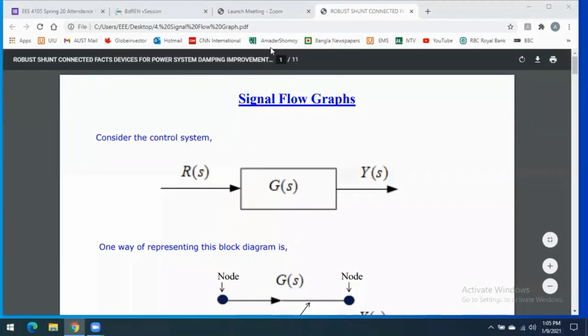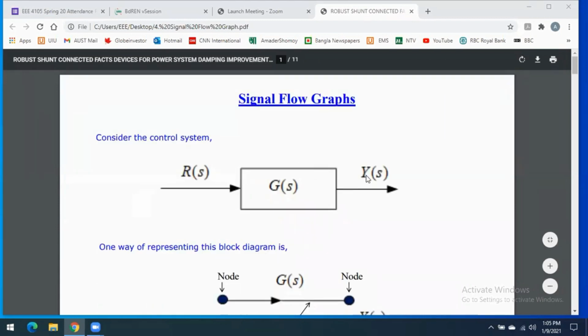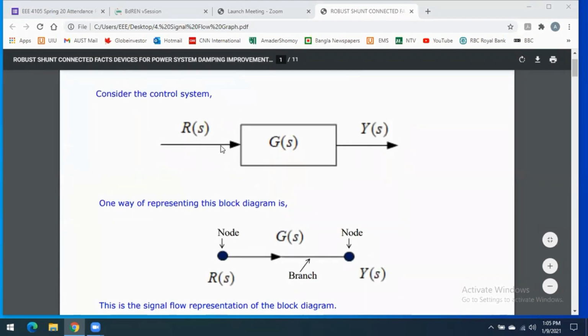We'll spend a few minutes going over the things we told you last time, so sort of review for a few minutes. So we are talking about signal flow graph. Normal control system configuration is like this. We can represent this diagram like this also. Instead of doing the block diagram concept, we can do it through something like this. And this is what is called the signal flow graph.